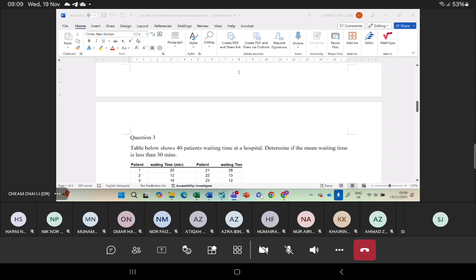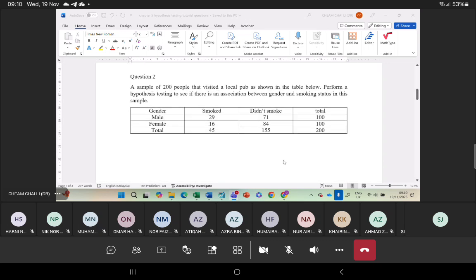Yeah, idea. Question 2 kat sample chi-square. Ya, kalau kita baca ni kan, yang ni chi-square. Right, you see dia punya keyword ni, gender and smoking status. So association kan, whether gender and the smoking status are related. Dia boleh tanya juga untuk chi-square whether gender and smoking status are associated. Right, dia boleh tanya macam tu juga.